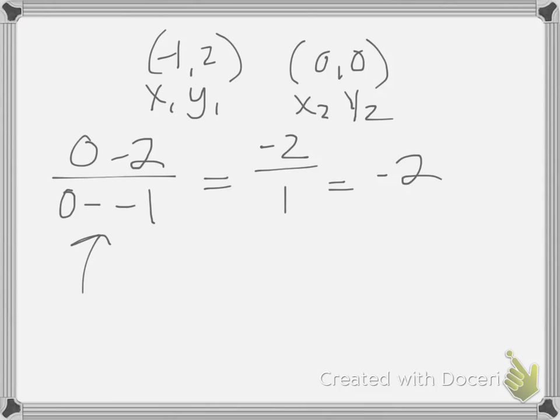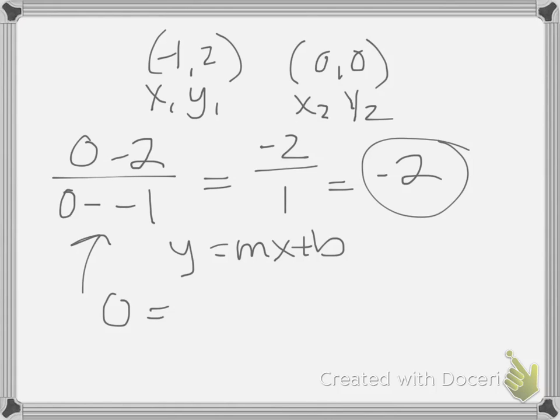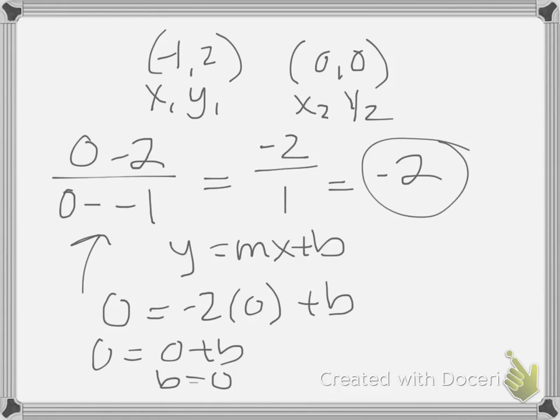Okay, when I'm writing my equation, I can pick either point to write my equation. I just need one of them. The 0, 0 looks like it's going to be the easiest to plug into my y equals mx plus b. So we're going to do that. So my y is 0. My slope I just found to be negative 2. My x is 0. And we got our plus b. So negative 2 times 0 is 0. So my b is 0.